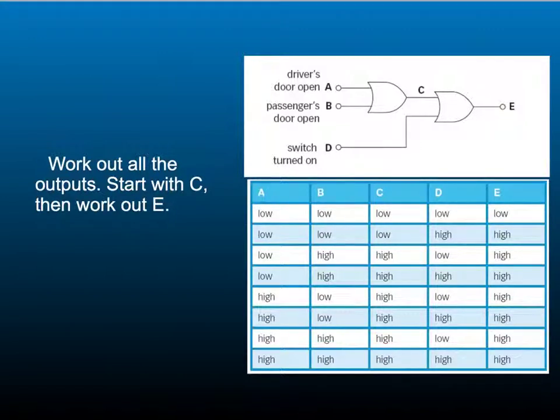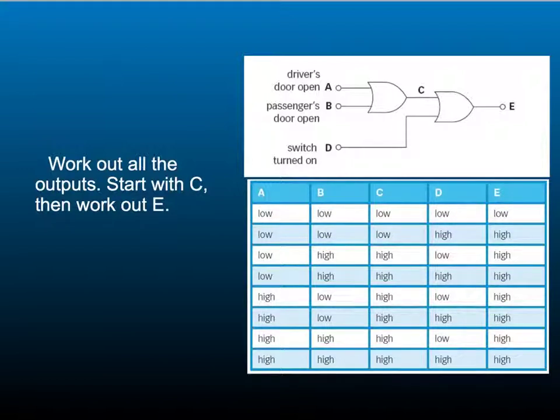The next step is to work out the outputs. So, we need to work out C before we can do anything else with this logic gate. We work out C by looking at its inputs, which are A and B. It's an OR gate, so either A or B can be high for a high output. So these two situations are low, and then the rest of them are high, as we have at least one input which is high.